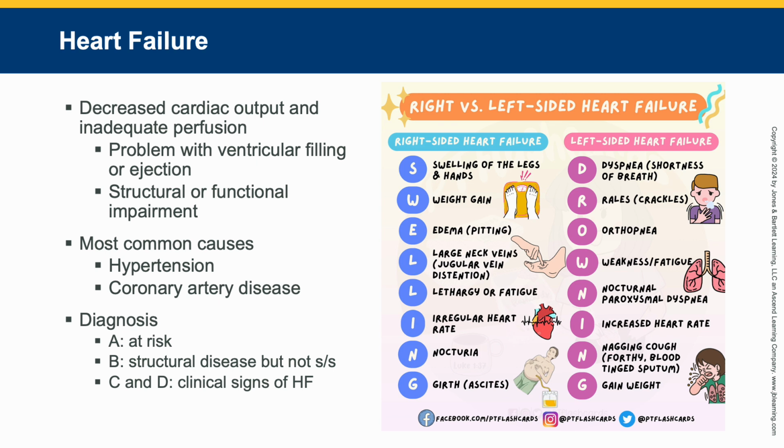The American Heart Association and the American College of Cardiology have a classification system for diagnosing heart failure. For A, they're just at risk. When we see a category of B, they have structural disease, meaning they can see the damage, but the client isn't showing any signs of disease just yet. And with stages C and D, the client is literally showing clinical signs of heart failure.